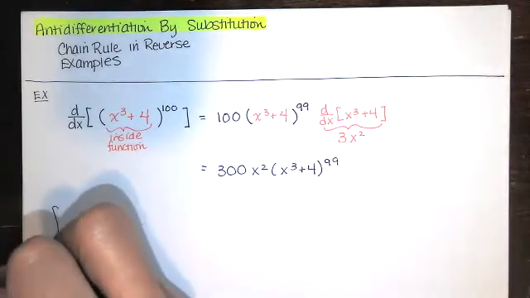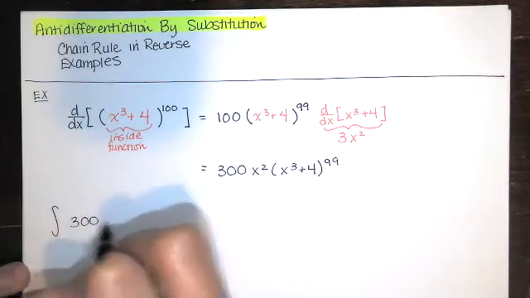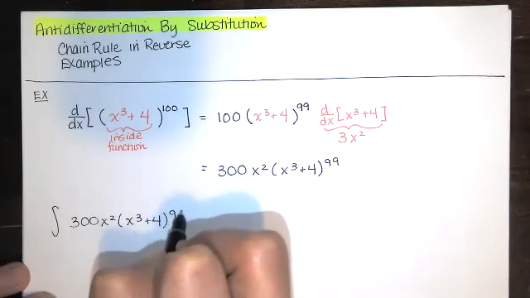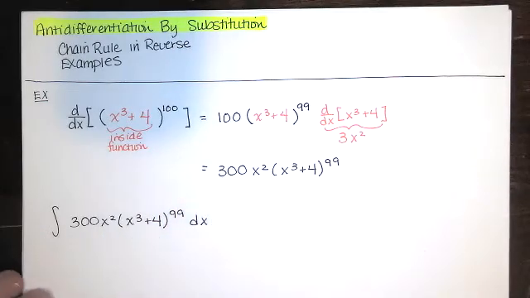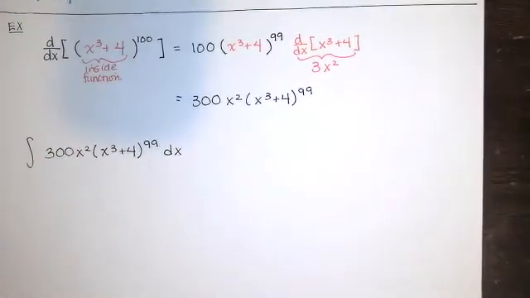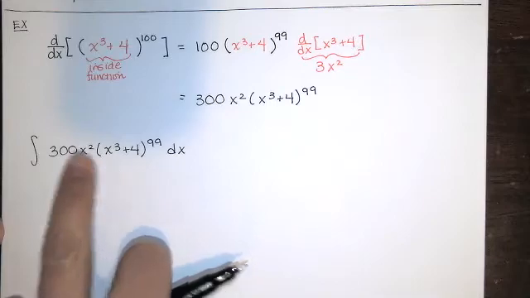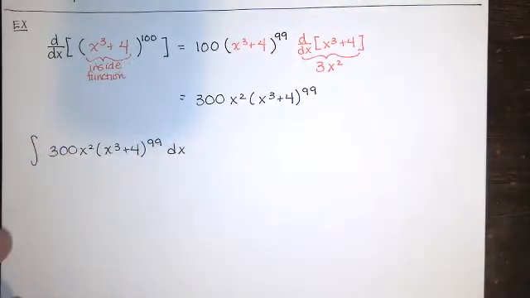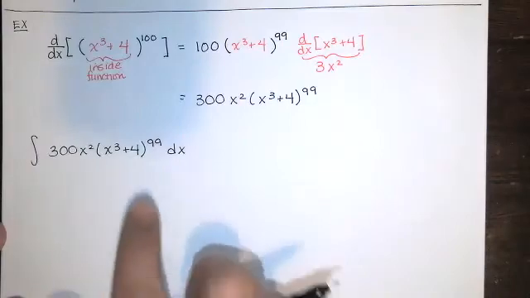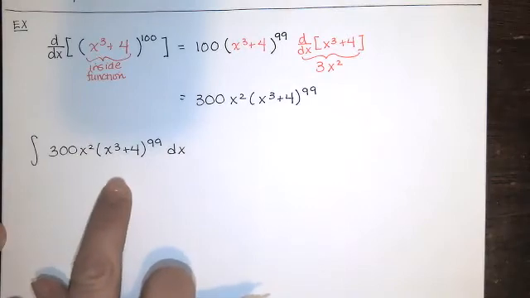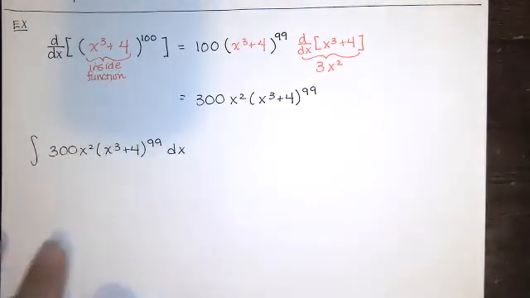So let's say we started with this. You've got 300x squared times x cubed plus 4 raised to the 99. And you're trying to find the antiderivative. So the question becomes, what function do I take the derivative of to get this? Well, we know the answer. We know that this is the answer right here. But if we didn't know the answer in advance, the question is, how could we know? How could we figure out how to get back to that function? Well, one way that we can do that is this method called antidifferentiation by substitution.